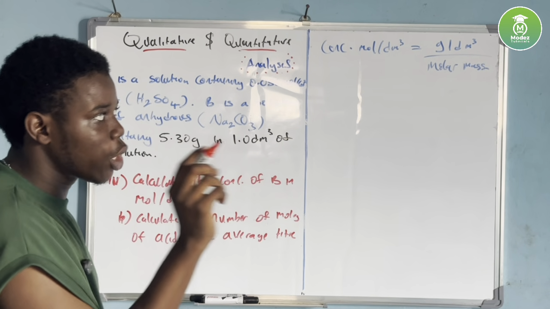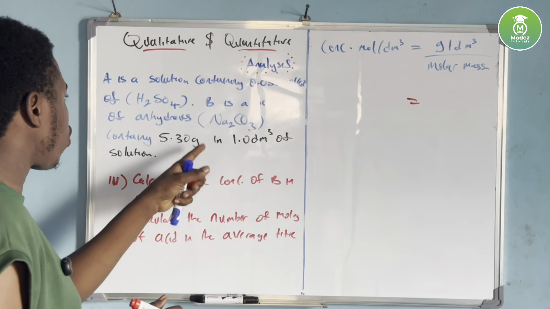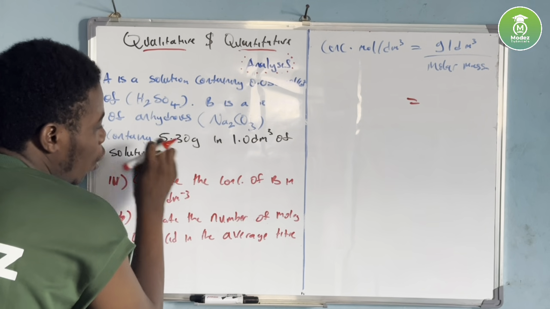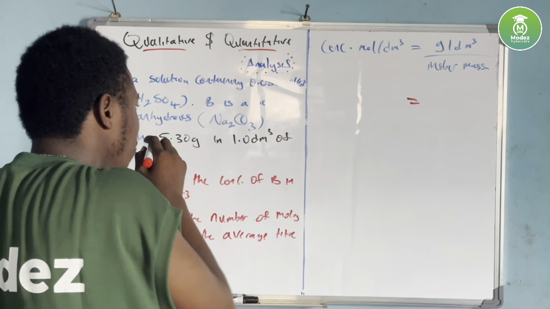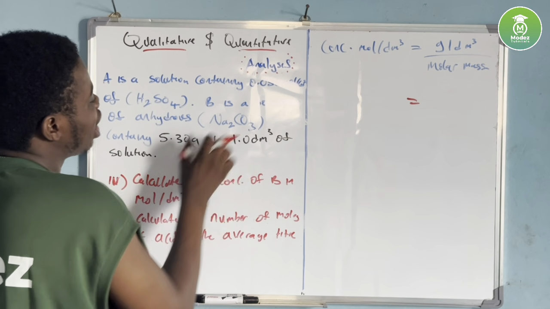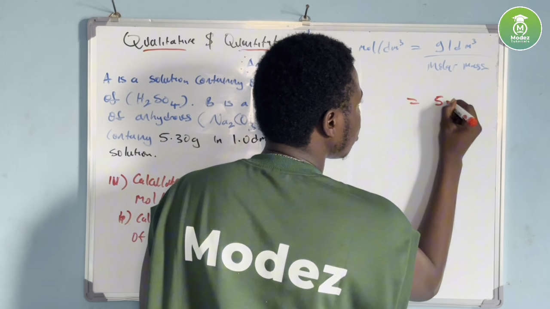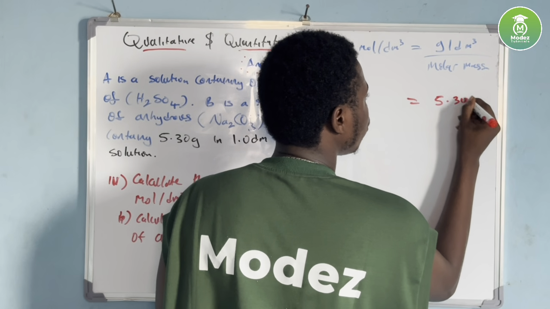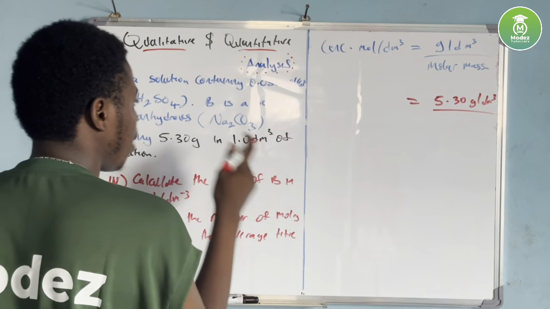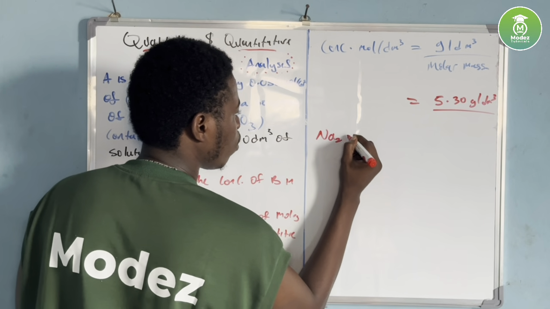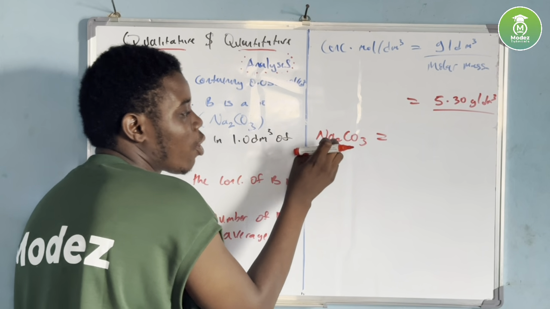Now, in this particular question, you will notice that they gave us that B is a solution of anhydrous sodium trioxocarbonate(IV) containing 5.30 gram in 1 dm cube of solution, which is automatically telling you that the concentration of this solution in gram per dm cube is 5.30 gram per dm cube. Now, how do we get the molar mass of B? Don't forget that B is Na2CO3.